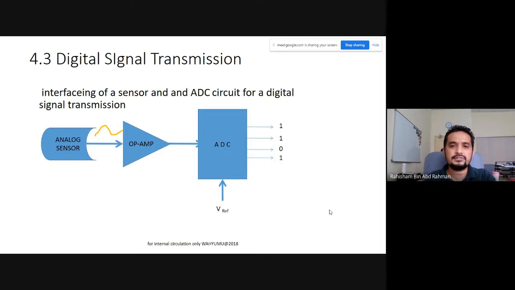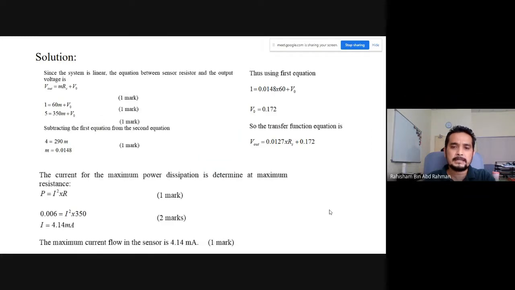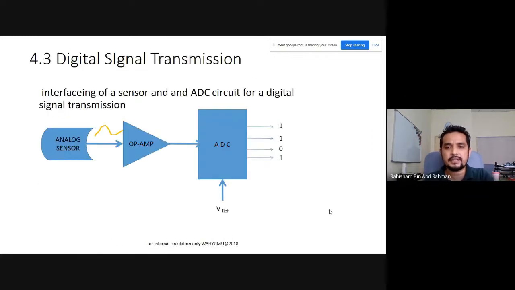If you still feel unclear on certain parts, have a look and try to do some homework of your own, and then you should be able to address this. Now, we've done the analog part. We have done how to linearize, how to amplify the circuit, how to process the signal so that it becomes readable.